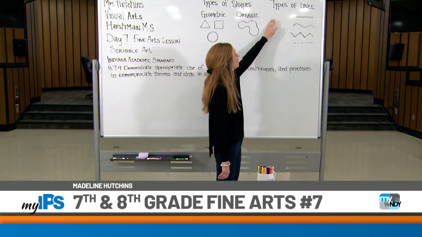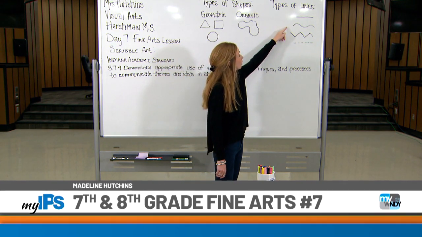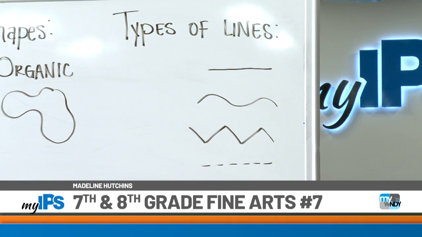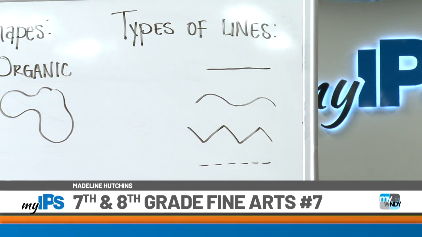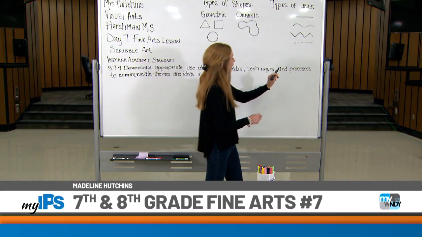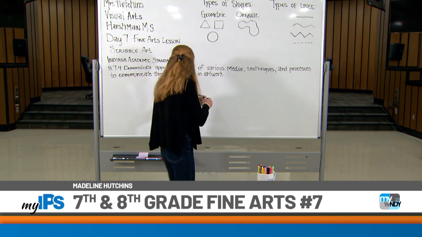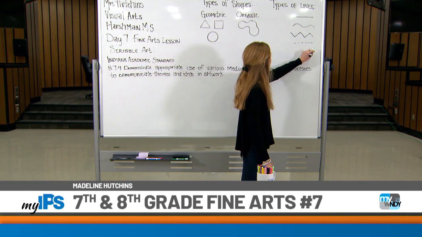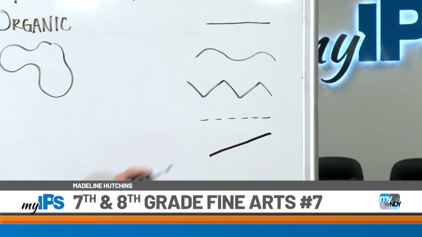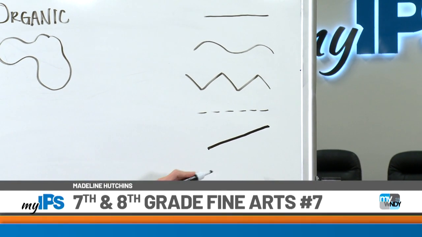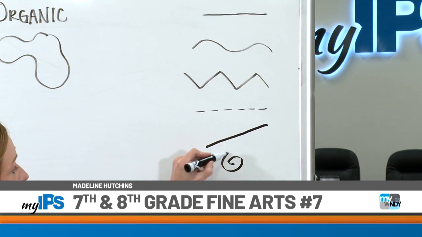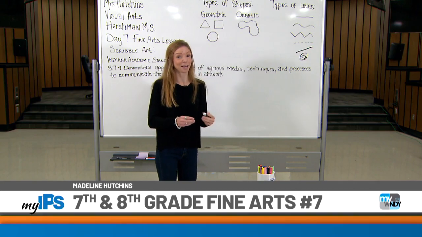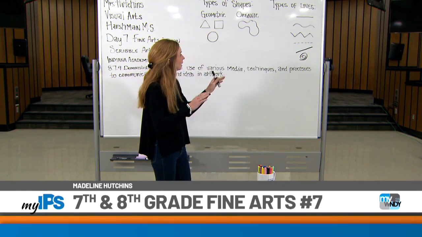Different types of lines. You have your basic straight line, curvy, zigzag, dash, and then I forgot, you have your diagonal line. I don't think that's a permanent or a dry erase marker. You have your diagonal line, which is basically your straight line at a diagonal, and you can also probably put a spiral in there as well. A spiral is also probably considered an organic shape, if you want to get into the semantics.